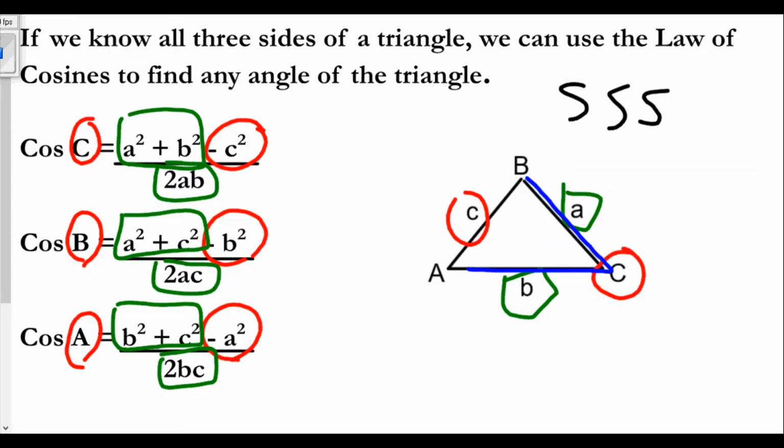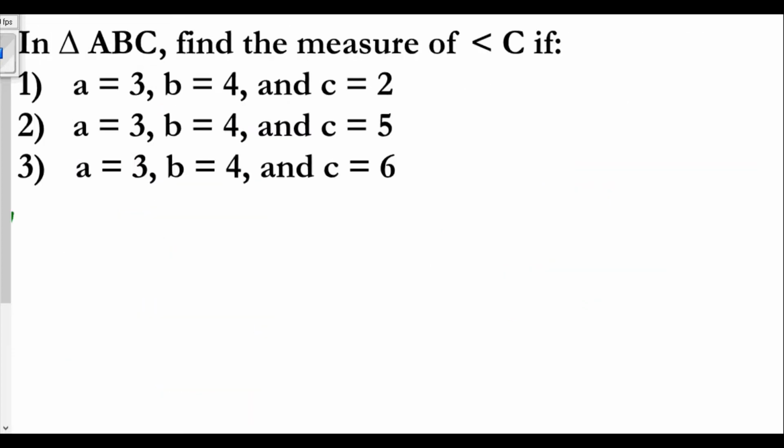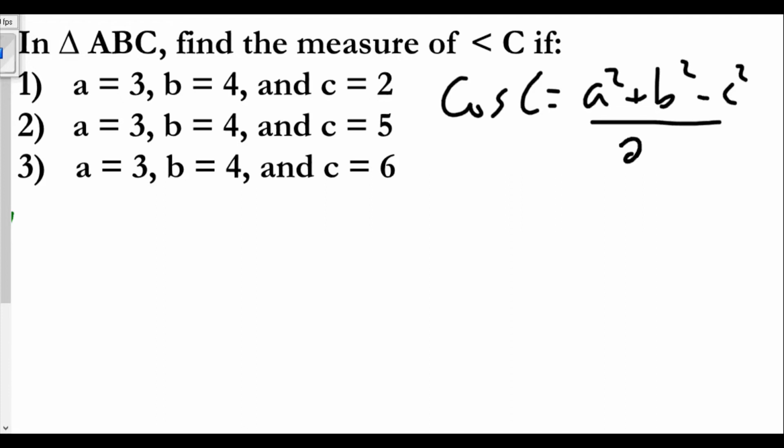Let's try out some problems. Should we try out this one? So we have 3 problems here. And here we're going to find measure of angle C. And if you remember, we said cosine of C is equal to a squared plus b squared minus c squared over 2ab.